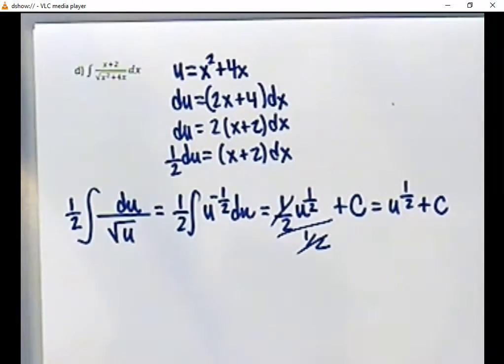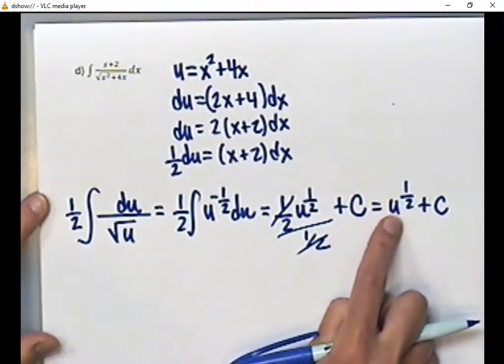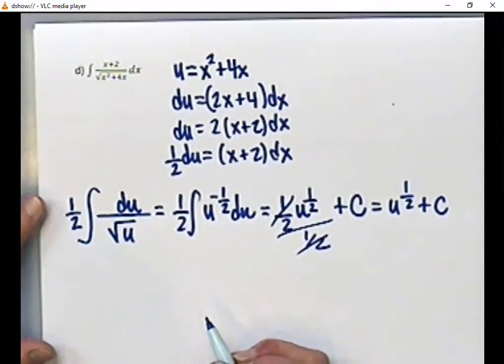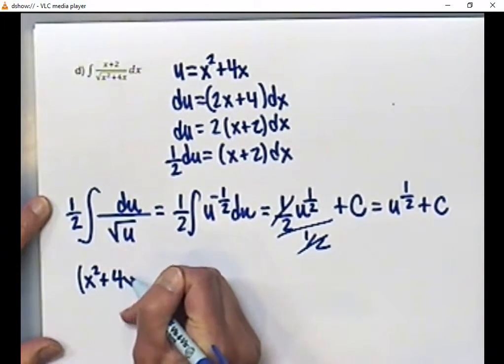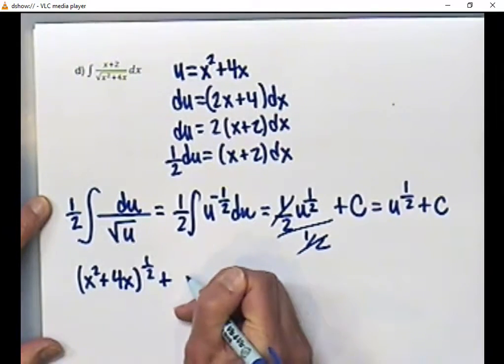Yeah, because you've got to go back to x. That's exactly right. So u to the 1/2 plus c, you've got to go back and put it in terms of x. We didn't have to in the other ones because we had limits and we just plugged them in. But this one we'll have to go back and make our final answer in terms of x. So we'll plug that in. That becomes x squared plus 4x to the 1/2 plus c.